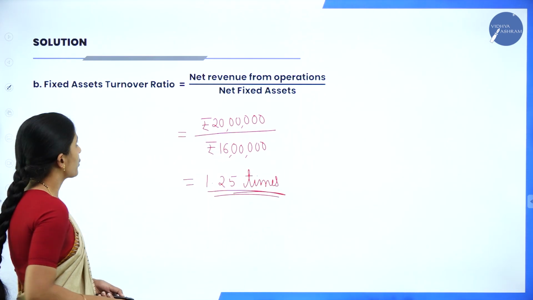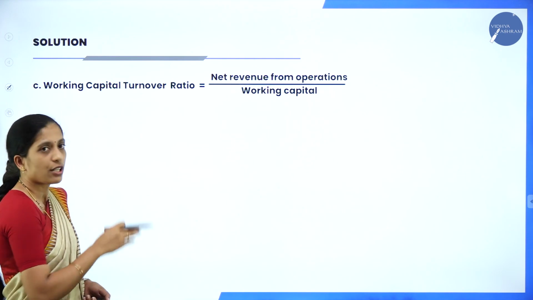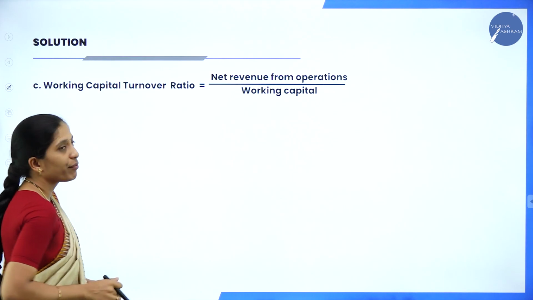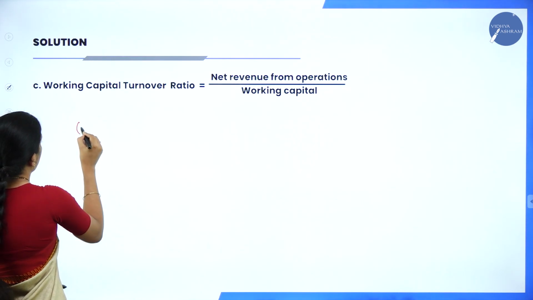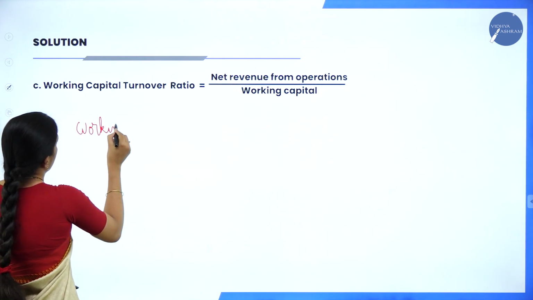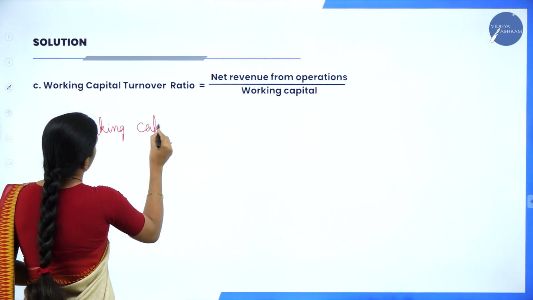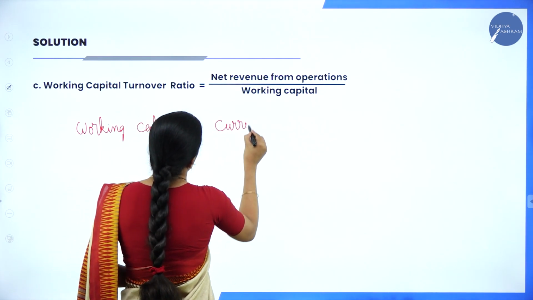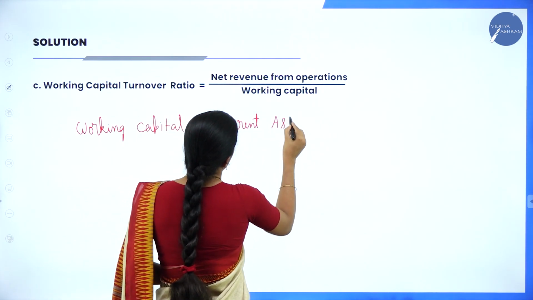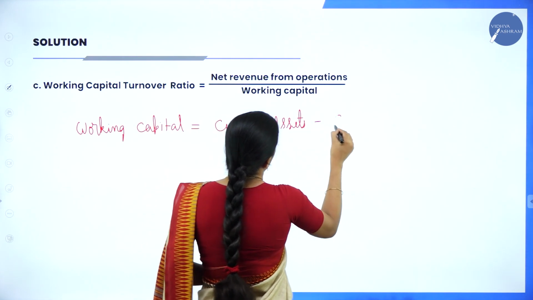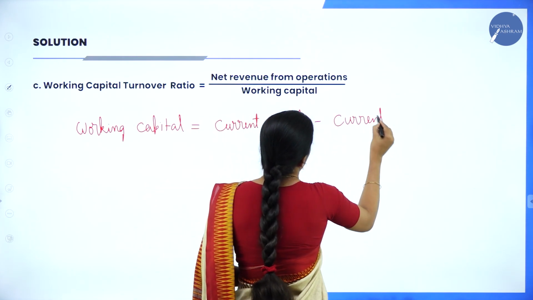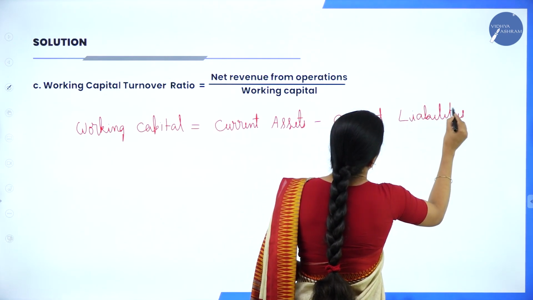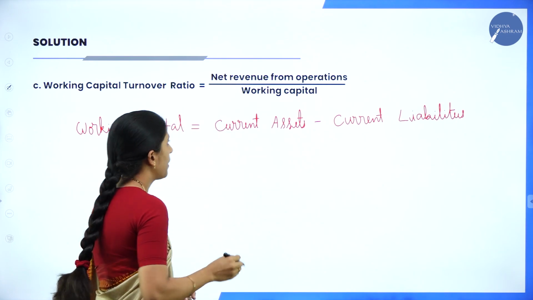Now moving on to the next one, working capital turnover ratio. Net revenue from operations, already we know, is 20 lakh divided by working capital. So how to find out working capital? Working capital is equal to current assets minus current liabilities.